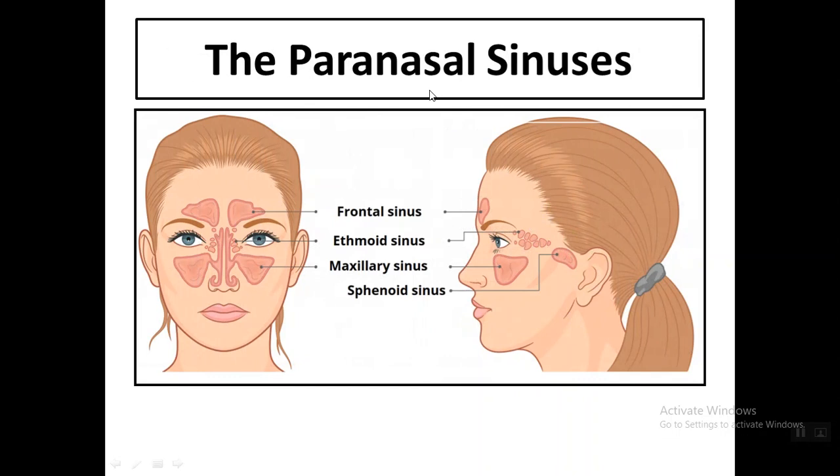The paranasal sinuses. These are air-filled cavities that lie within the bones of the skull: within the frontal bone, the ethmoid, the maxilla, and the sphenoid. They are air-filled spaces, يعني هي فراغات موجودة بالعظام. We have two frontal sinuses, and we have ethmoid sinuses, maxillary sinuses, and the sphenoid sinus.